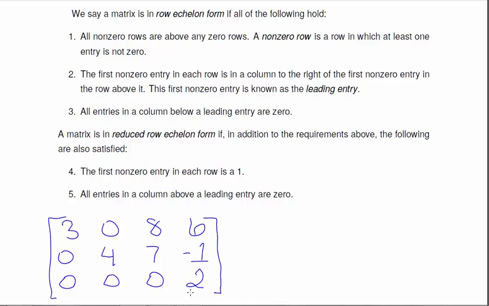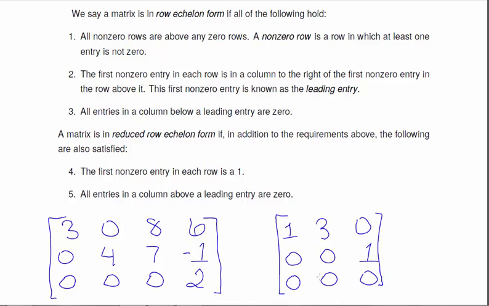So to continue the definition, we say a matrix is in reduced row echelon form if, in addition to the above requirements, the following are also satisfied. The first non-zero entry in each row is a 1, and all entries in a column above a leading entry are 0. So let's do an example of that. 1, 3, 0, 0, 0, 1, and 0, 0, 0.